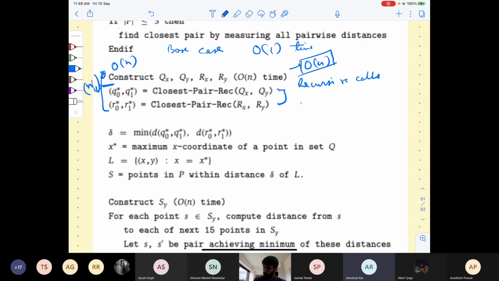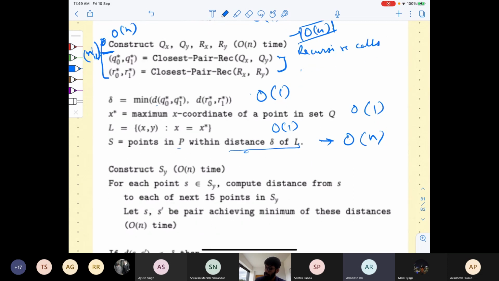Now those recursive calls return, and then we just put the minimum distance into the variable delta, order 1 time. You assign x star, order 1 time. You define L, order 1 time. And now S is equal to points in P within distance delta of L. Again, this is just a definition, but suppose we want to construct S, then order n time. Now construct Sy, that is again order n.